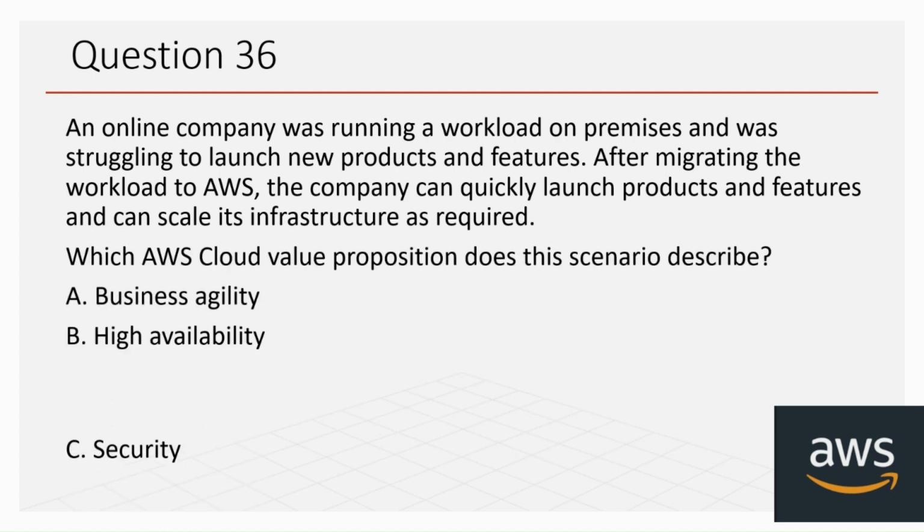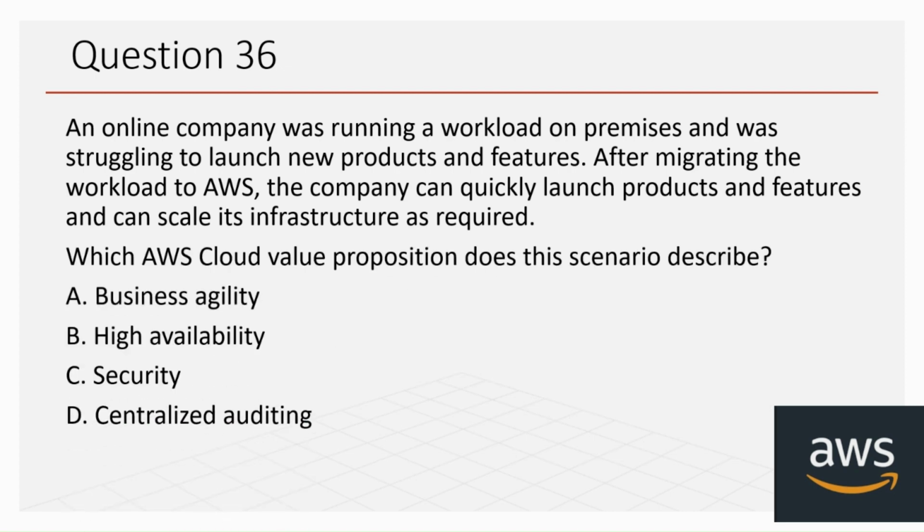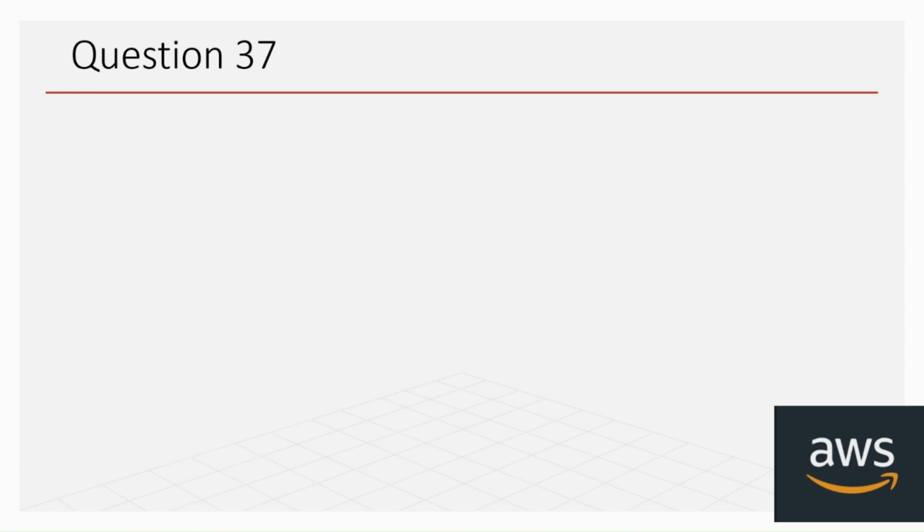Question number 36. An online company was running a workload on premises and was struggling to launch new products and features. After migrating the workload to AWS, the company can quickly launch products and features and can scale its infrastructure as required. Which AWS cloud value proposition does this scenario describe? The options are A, business agility, B, high availability, C, security, D, centralized auditing. And the correct answer to this is business agility.